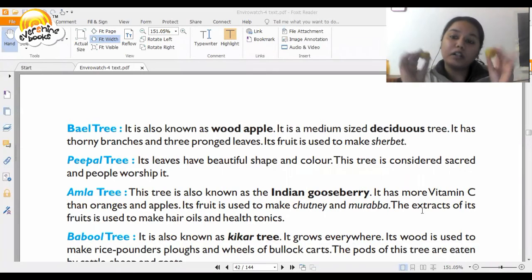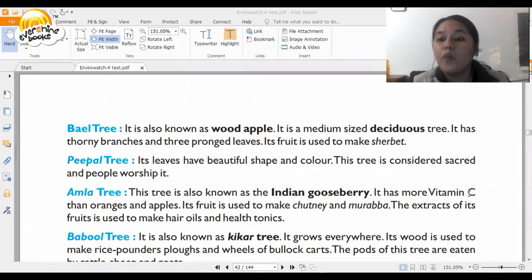So the amla tree. And what is the quality of this amla or the Indian gooseberry? It is a richer source of vitamin C than oranges and apples. Its fruit is used to make chutney and murabba, which is very good for your eyes and your immune system. The extract of its fruit is also used to make hair oils and hair tonic.